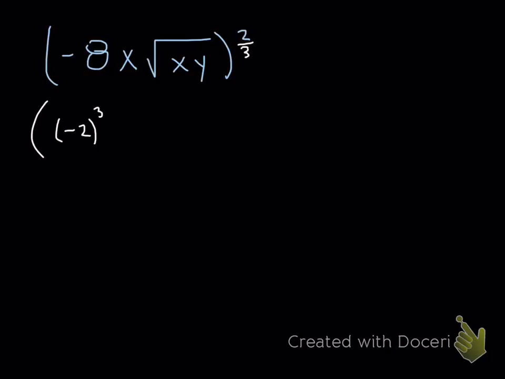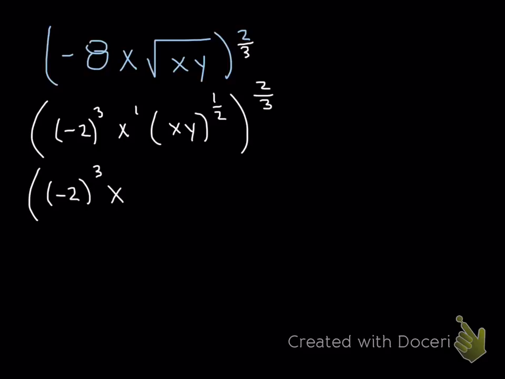-2 to the 3rd power is -8, so I have not changed anything about the problem. I just simply rewrote it with a smaller base. This x is x to the 1st power, and this quantity of x, y is raised to the 1/2 power because that is underneath the radical. And now if I have a product raised to a power, I know I would give them each their own exponent. So I'll have x to the 1/2, y to the 1/2, all raised to the 2/3.